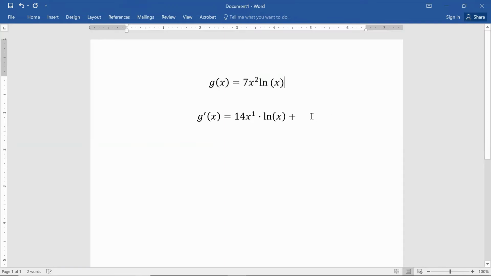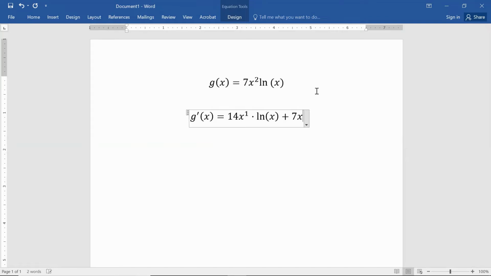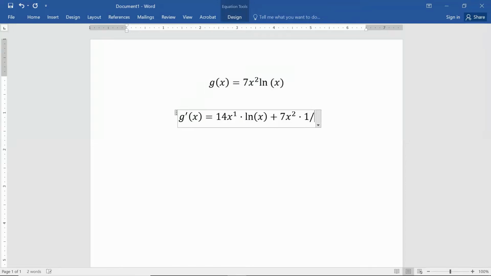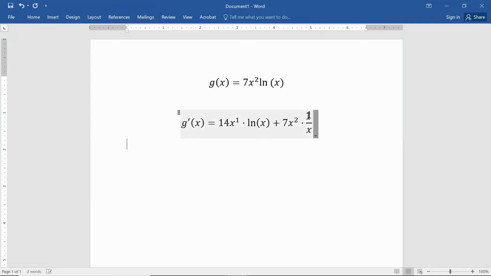And then I do the opposite. I take the normal first function, 7x squared, and I multiply it times the derivative of the second function. My second function is natural log of x, so the derivative of that I should know is 1 over x. So the product rule gives you this: 14x to the first times natural log of x plus 7x squared times 1 over x.